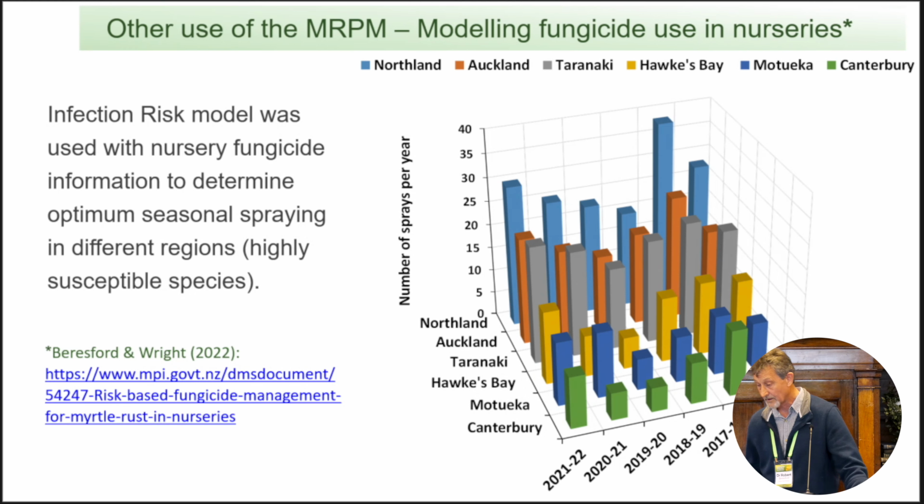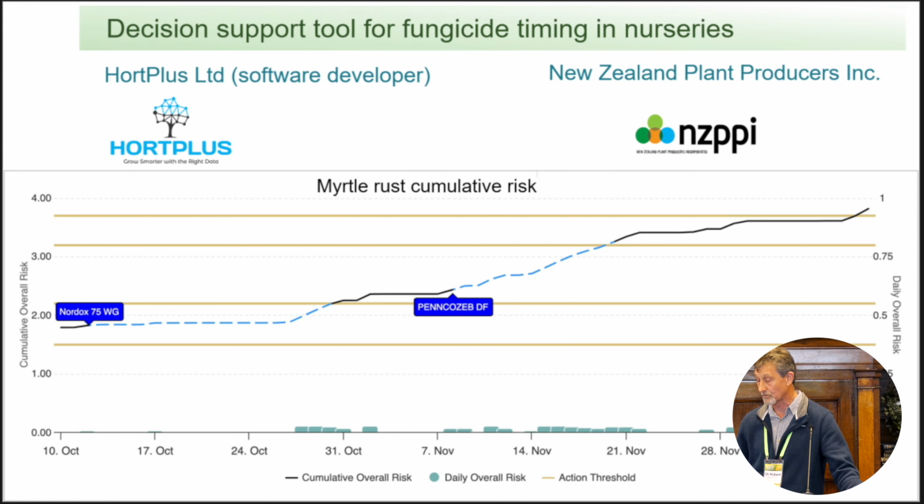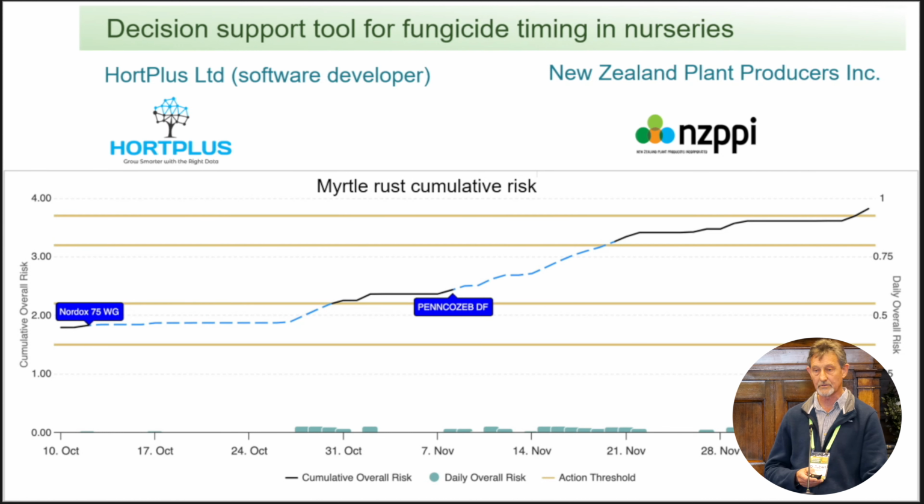And so that analysis led on to adapting the myrtle rust model into a decision support tool for fungicide timing in nurseries. And this is work we've done with the New Zealand Plant Producers Incorporated, that's the nursery industry, and with Hort Plus. And for this one, we actually use a cumulative form of the risk. It's what we call overall risk, which combines the latent development rate with the infection risk. And the way the model works is that it's an accumulating risk line that goes through the season, and it goes up more quickly when the conditions are more favourable.